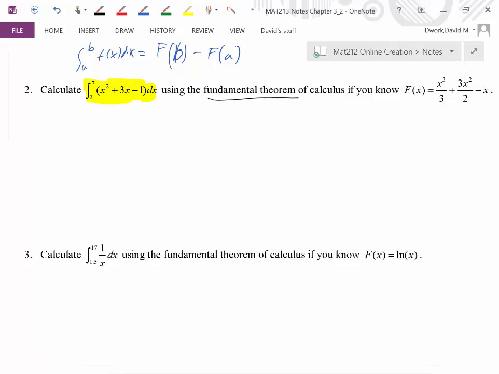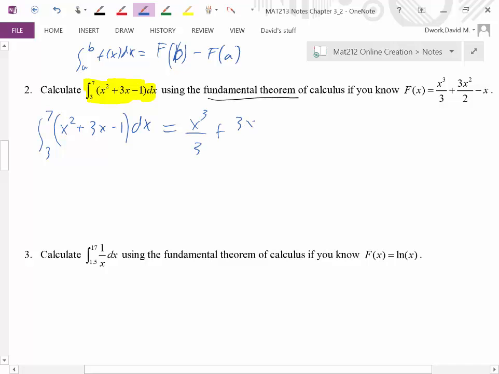So nonetheless, let's do this problem. All right, so what this is saying is the integration from 3 to 7 of x squared plus 3x minus 1 dx. Well, the fundamental theorem of calculus says, take your function, take your capital F, and substitute in your values. Now, what I will show you is there's a fun little notation that we're going to use to show that we haven't done our substitution yet. And what we do is you just put a little bar at the end.